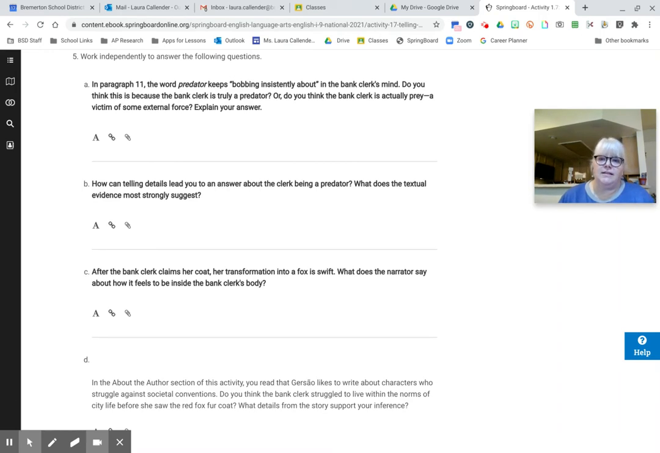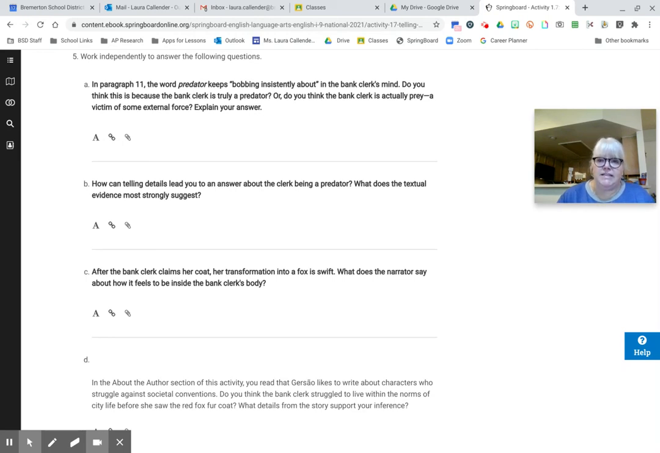So you're going to discuss what you think and explain why you think it in 5A. And then in 5B, you're going to discuss what the telling details were that led you to that conclusion, and which one you think is most strongly indicated by the text.